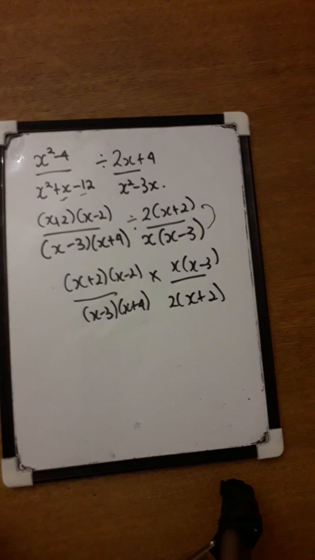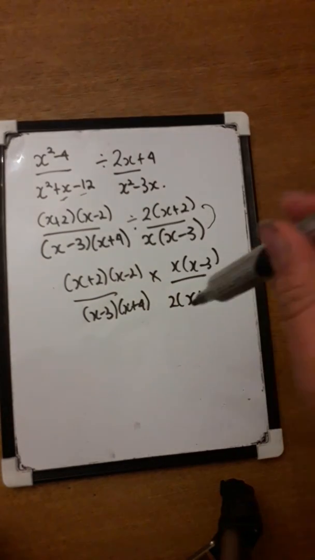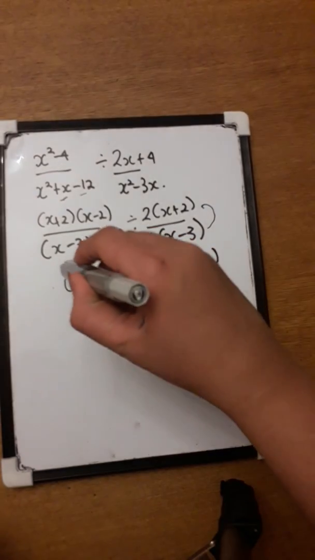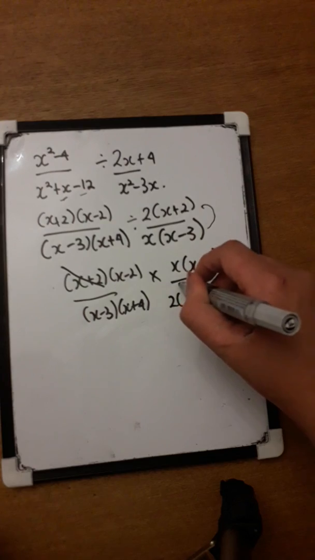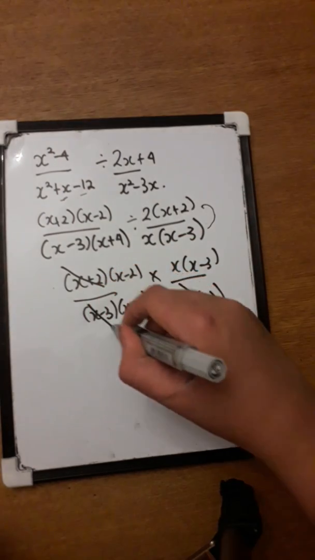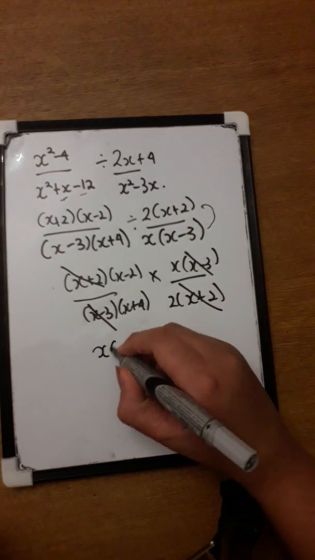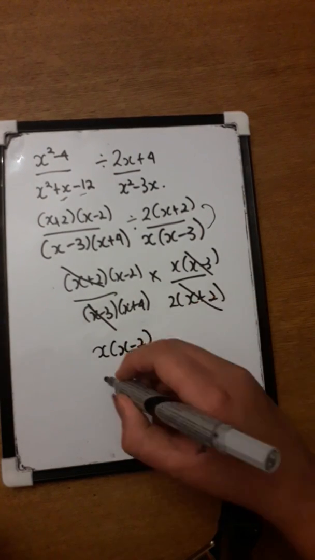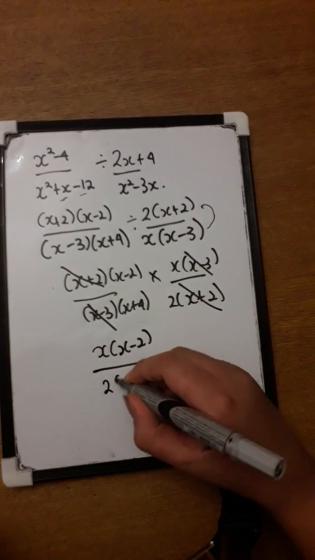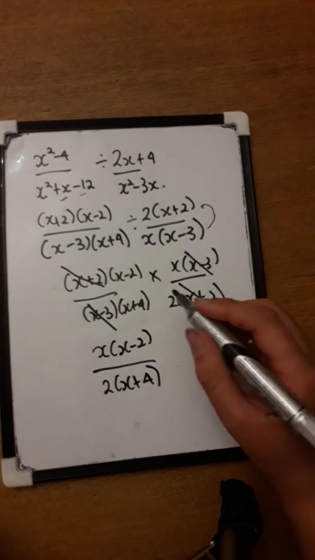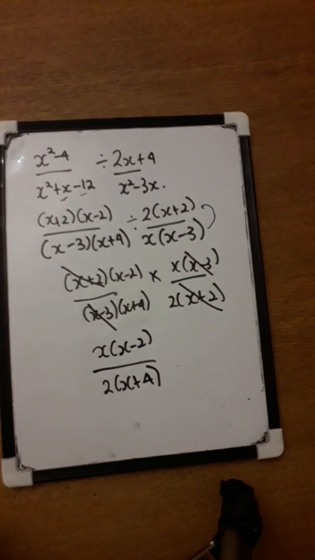Now what I can do is get rid of two values which are the same. So I can get rid of x plus 2 here and x plus 2 over here, I can get rid of x minus 3 and x minus 3 here. So my remaining answer is x(x minus 2) over 2(x plus 4), which is in its final form. You don't need to do anything to it as you would get full marks.